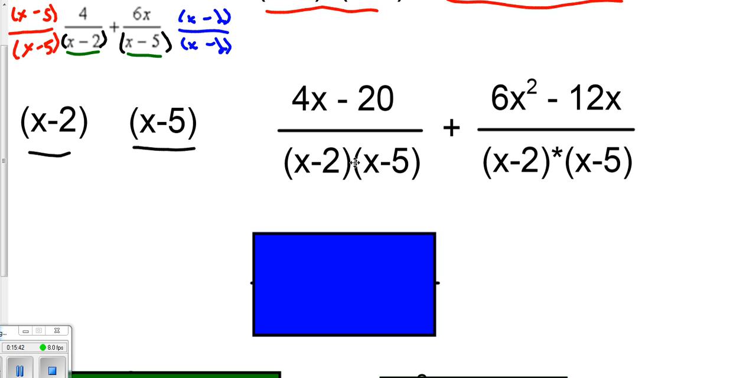This one I just wrote them right next to each other. Here I wrote in the multiply. You can actually see it's x minus 2 times x minus 5. You really don't need it. You can get rid of it just as easy.